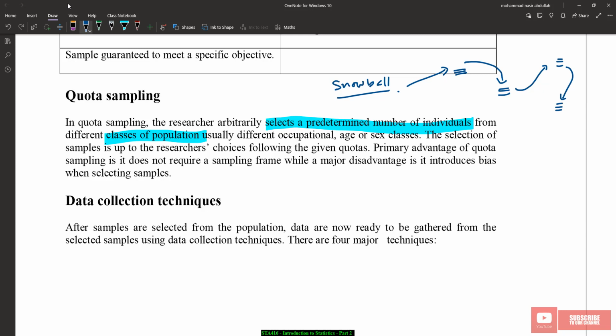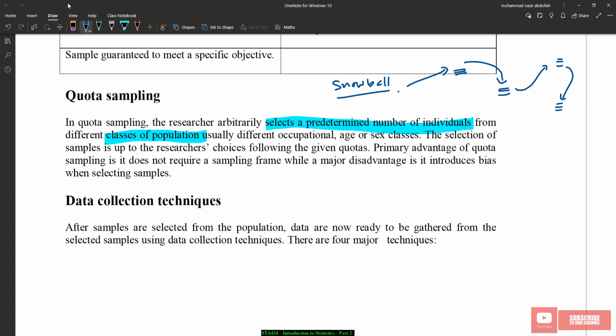Once you already define our population, we need to what? Have a sampling frame. After we have a sampling frame, we need to set our sample size. When we already have a sample size, we need to select a sampling method that we want to employ, whether in a random sampling method or non-random sampling method. And then the last step is we begin data collection. We begin selecting the data.